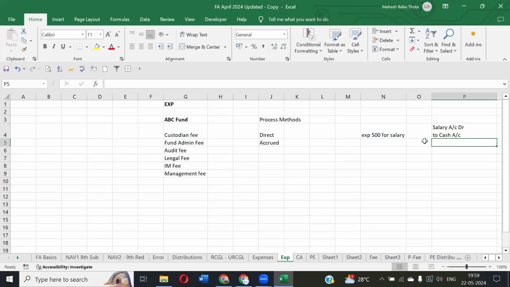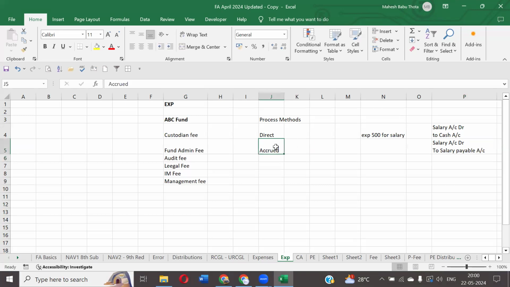Salary account, debit to. Are we paying cash? No, accrual. What is the account name that we need to create for the accrual? Payable. Yes, salary payable. Salary payable account. This is called accrual. This is one type of method of processing.